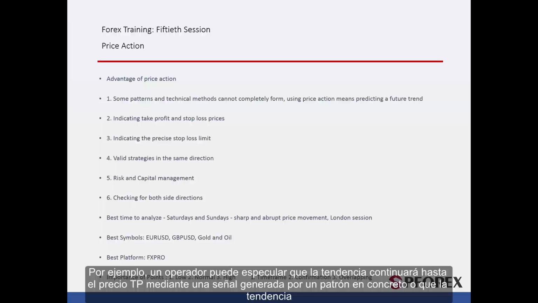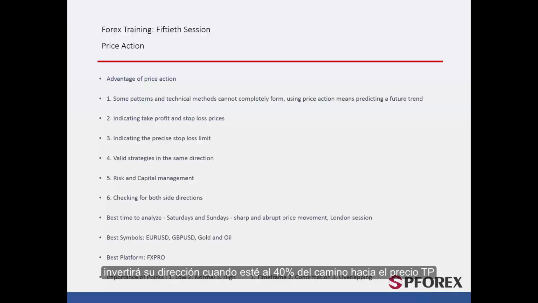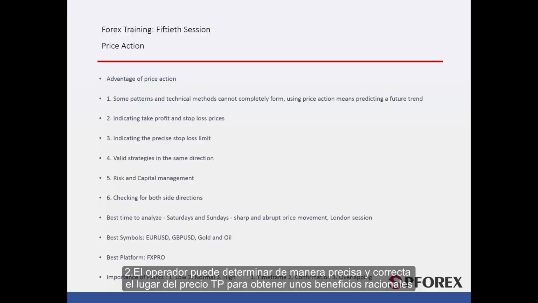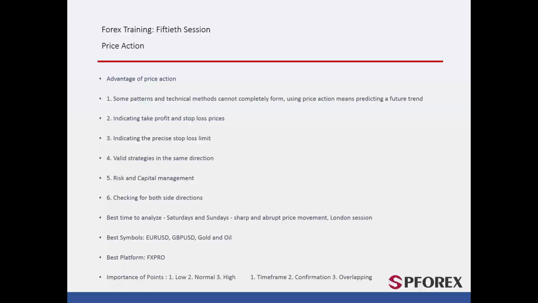For example, a trader can speculate that the trend will proceed to the TP price generated by a certain pattern or trend, or will reverse its direction as it reaches 40% of the path towards the TP price. Secondly, a trader can determine the accurate and correct place of the TP price to derive a rational profit. Thirdly, a trader can specify the exact place of the SL price.